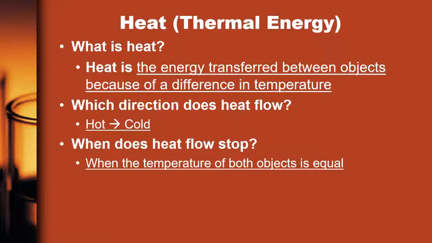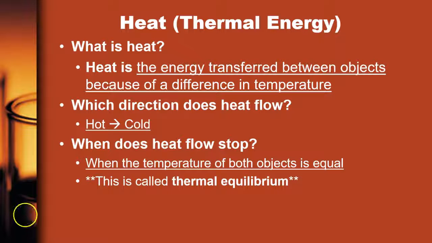So this situation, when the temperature of both objects is equal, you need to know this is called thermal equilibrium. It's a very important phrase, an important term that you need to know. Thermal equilibrium is what happens when two objects, regardless of their initial temperatures, there's going to be heat exchange between them from the hot one to the cold one until they both reach the same temperature.